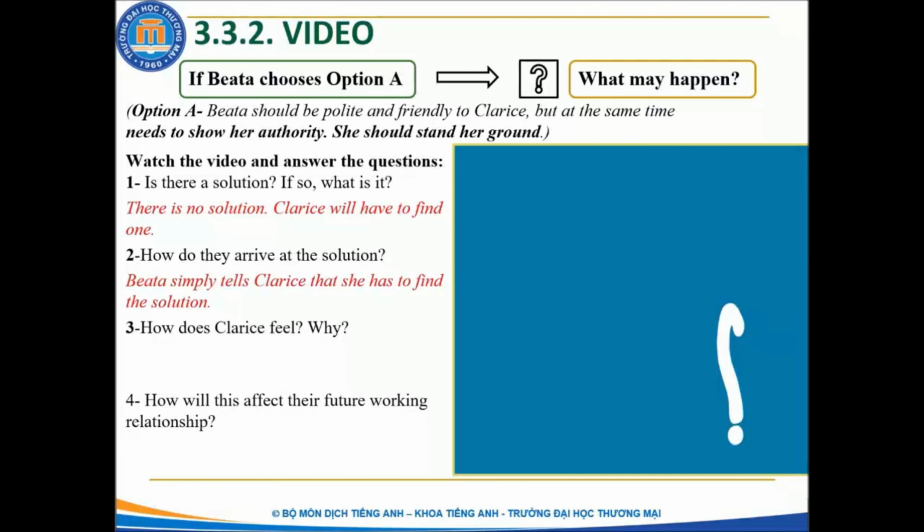Number 3. In fact, we do not know, but we can sense that she is not satisfied with the situation.